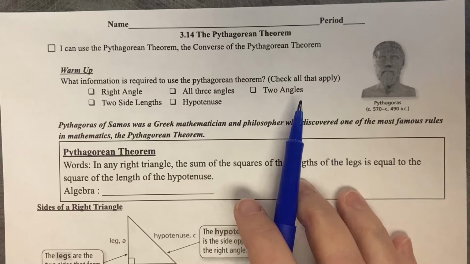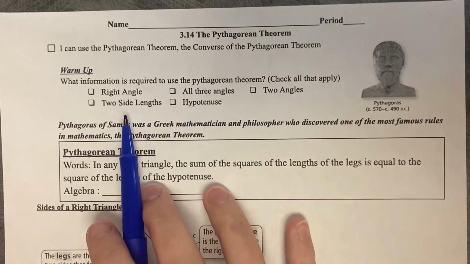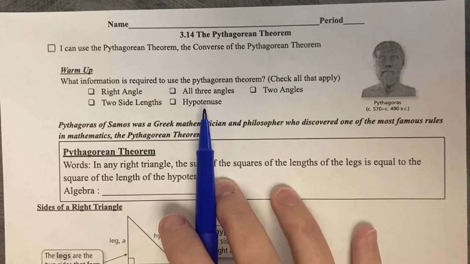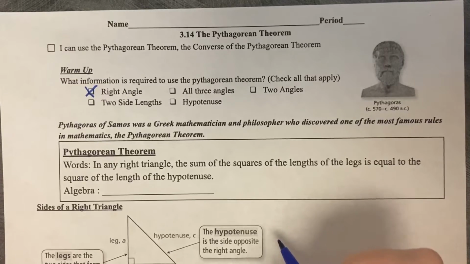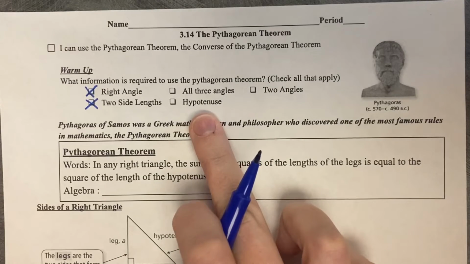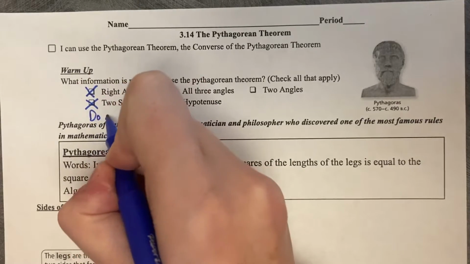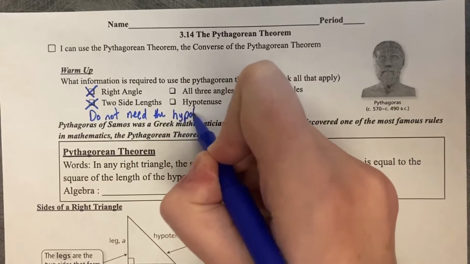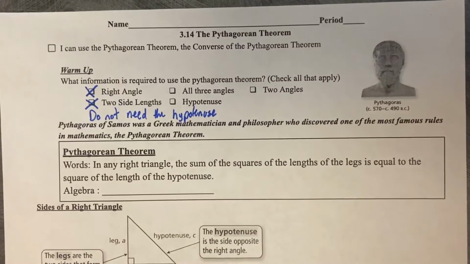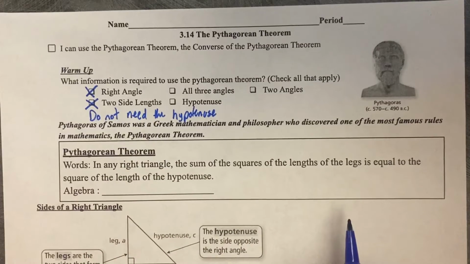Check all that apply. A right angle, all three angles, two side lengths, hypotenuse. The two correct answers: it needs to be a right triangle, it must have a right angle, and you have to have at least two side lengths. A common misconception that students have is that you have to have the hypotenuse. That's false. You do not need the hypotenuse. That could be one of the side lengths that's included, one of the two side lengths, but it's not required.